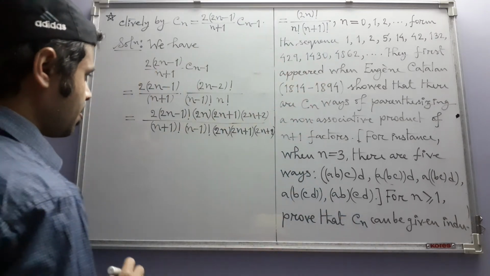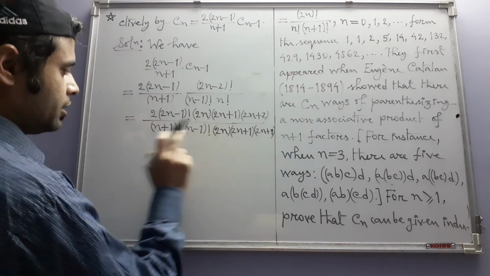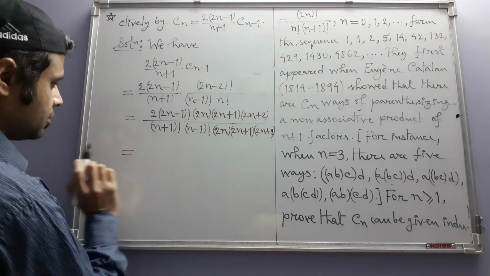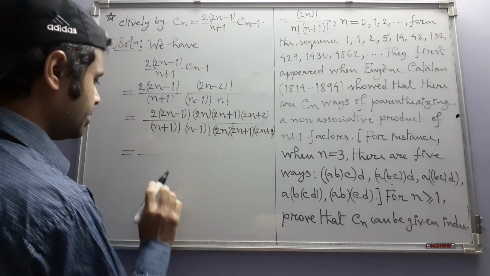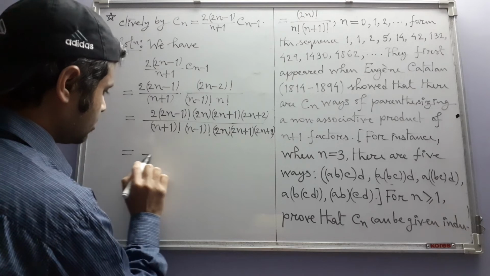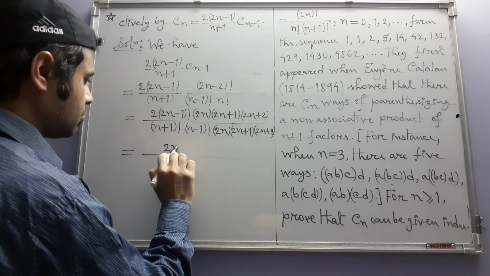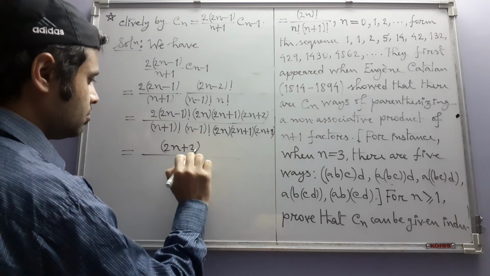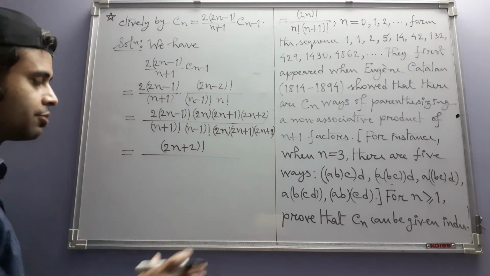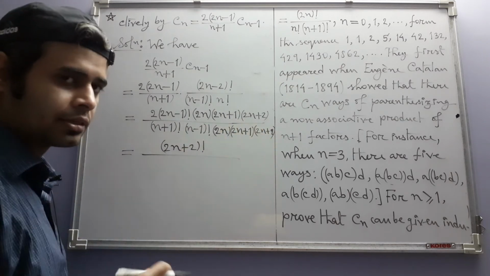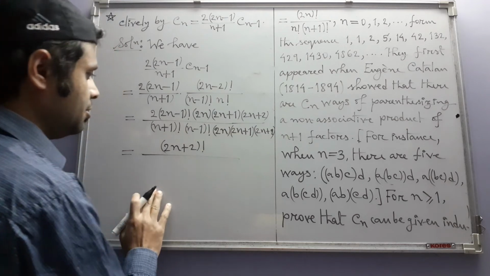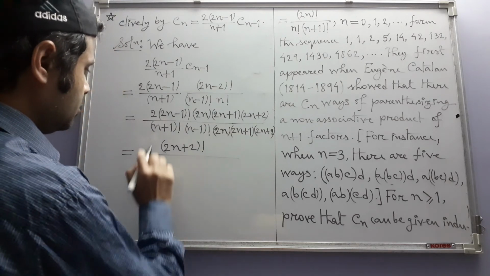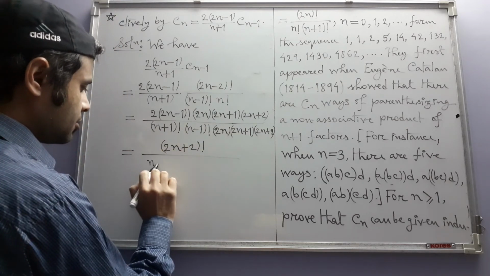So now this 2 and this 2, they will cancel each other. In the numerator we have what we want, (2n plus 2) factorial, at the cost of bringing this many things in the denominator. But let us see what happens. This we will not touch because we need this.